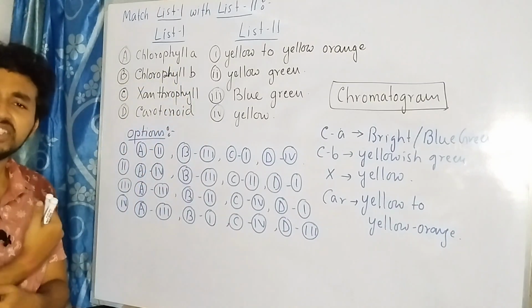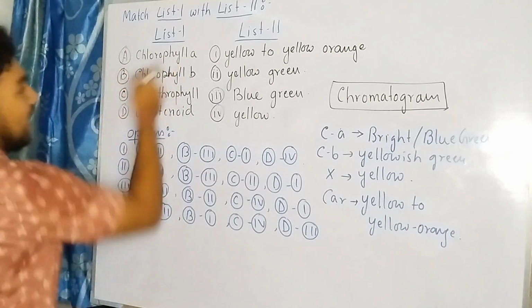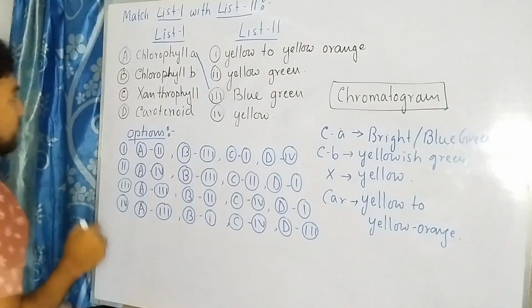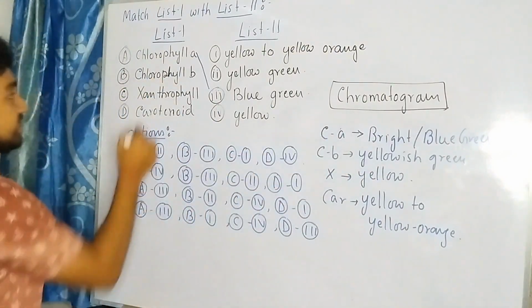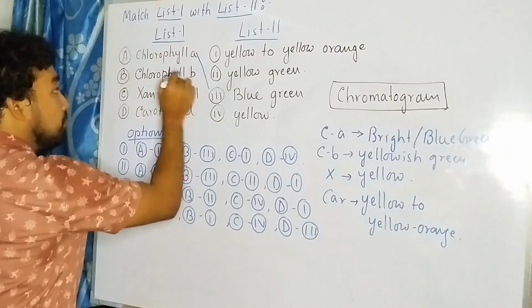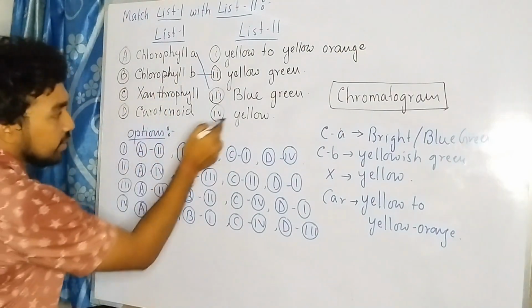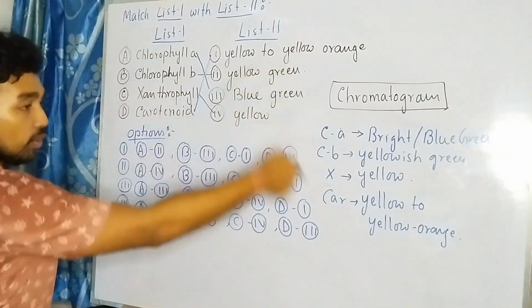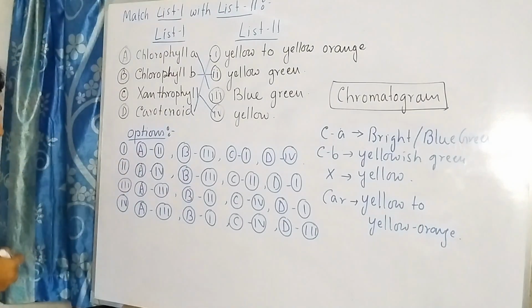Now you just match it and give the answer. So chlorophyll A will give a blue-green color, so A will go with 3. Chlorophyll B will give yellowish green, so option B will go with option 2. Xanthophyll will go with yellow and carotenoid will go with yellow to yellow orange according to chromatogram. Now you see which option is correct.